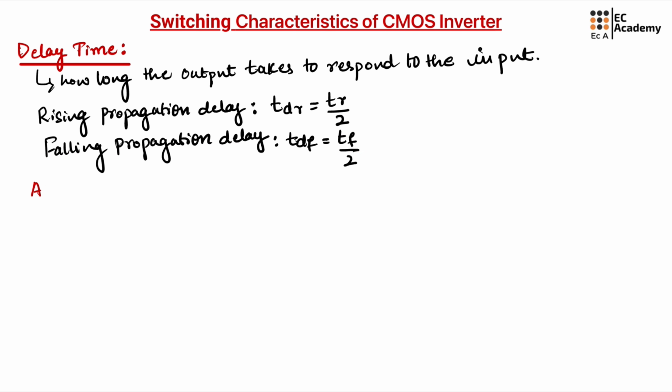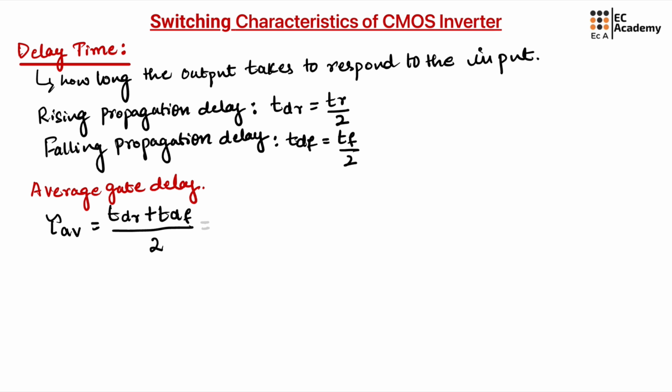Now we can define average gate delay, that can be represented as tau average will be equal to (TDR plus TDF) divided by 2. So this will be equal to (TR plus TF) divided by 4. So in this formula we have substituted the value of TDR and TDF to obtain (TR plus TF) divided by 4. So this is one of the important formula. You need to remember the average gate delay will be equal to rise time plus fall time divided by 4.